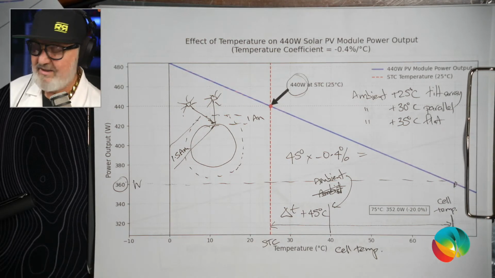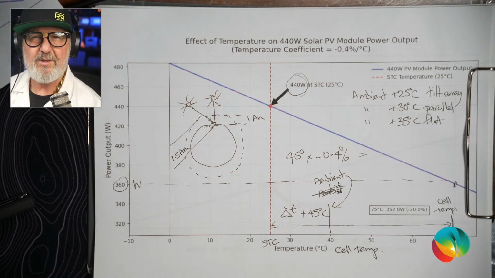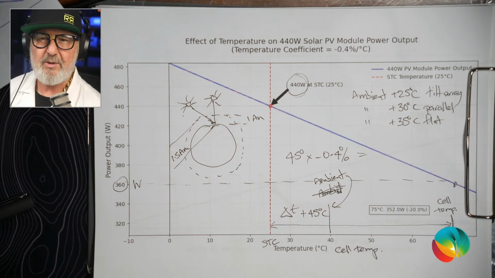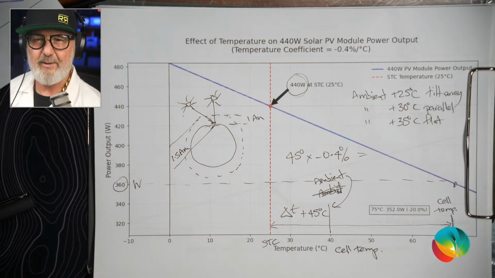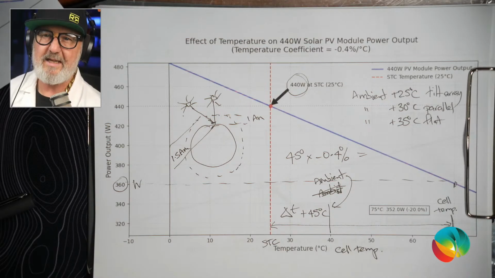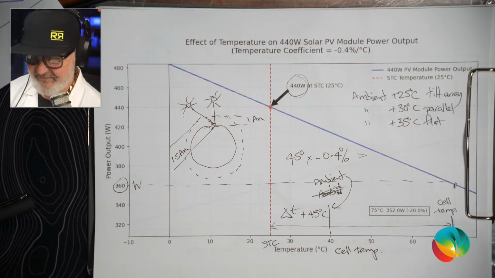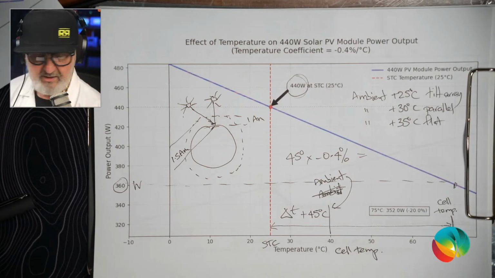Now, this is something you can baffle a customer with, or a friend, when they say, how come my 6.6 kilowatt PV array that I paid so much money for never puts out 6.6 kilowatts on a beautiful sunny day? You should say, what you want is a beautiful freezing cold sunny day, and you might get close to it. Yeah, so there you go.